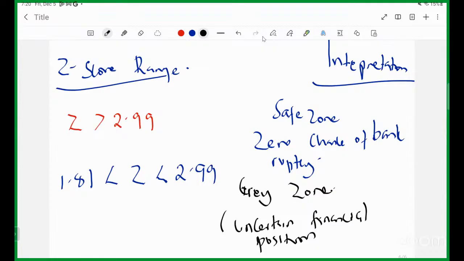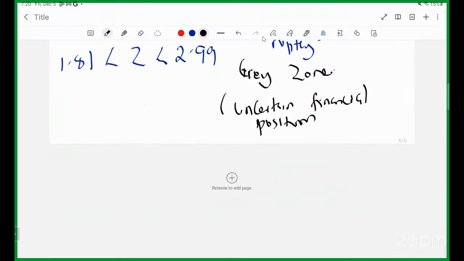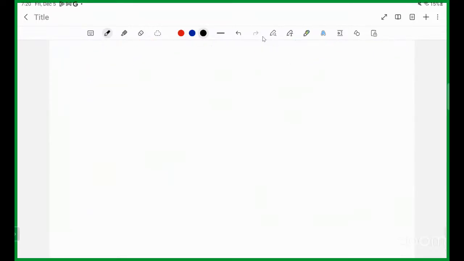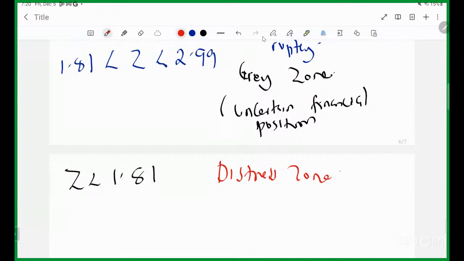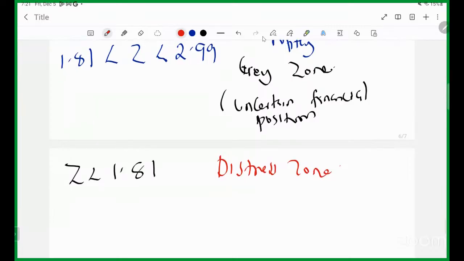Okay? And if your Z is below 1.81, this zone is called a distress zone. Remember that financial distress we have talked about? What does a distress zone mean? You are at a higher risk of what? Of bankruptcy.